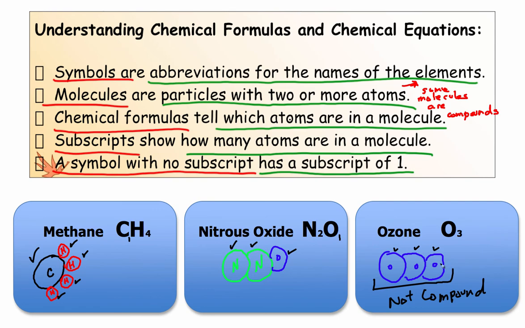However, CH4 is a compound and nitrous oxide is also a compound, because both of these molecules have more than 1 type of atom joined together in the molecule. And when that occurs, it's a compound, because it's a compounded particle made of multiple atoms from different elements.